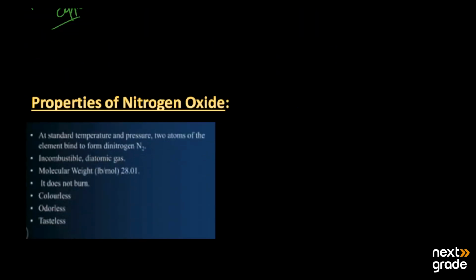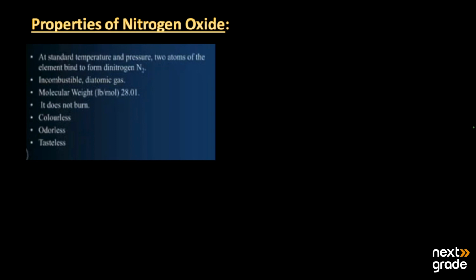After this, we have the properties of nitrogen oxide. The formula of nitrogen oxide is NO. Basically, at standard temperature and pressure, two atoms of the element bind to form dinitrogen, so its two atoms combine and form nitrogen gas. It is incombustible and it is a diatomic gas. It does not burn, and it is a colorless, odorless, and tasteless gas. The molecular weight is around 28.